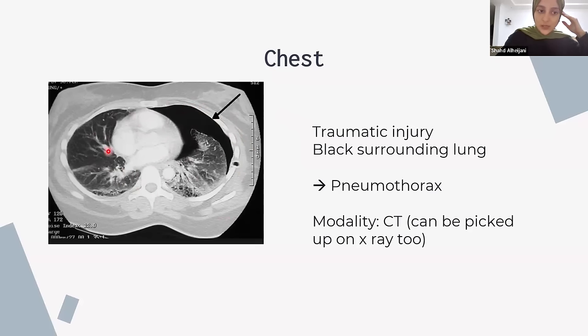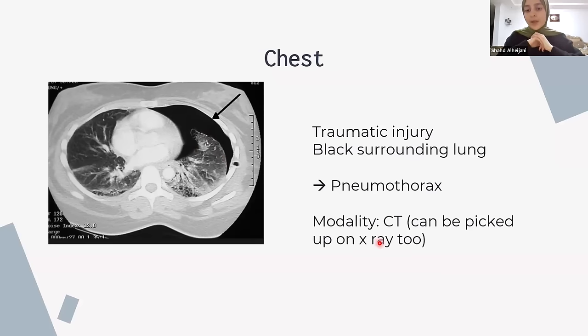So you can see all those airways, you can see everything, the tissue. So this is the lung window. And this is the normal lung. But here you can see blackness surrounding the lung. As I explained earlier, blackness, air surrounding the lungs means there is pneumothorax. Modality is CT and can be picked up by X-ray too.